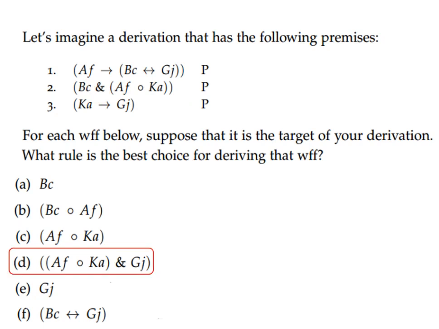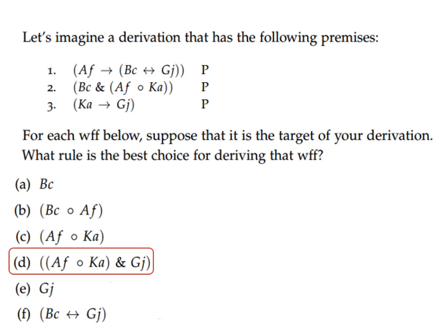Right, now, how would you get this? Okay, how would you get this? Well, we already know how you can get this piece. You can extract this part from line 2. Now you need to get GJ. Now, how in the world is that going to work?